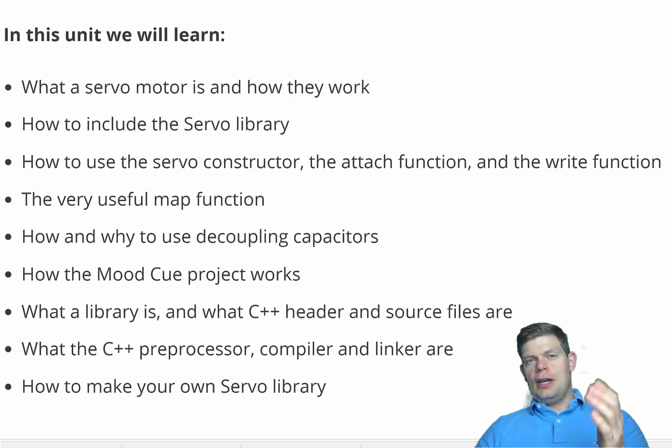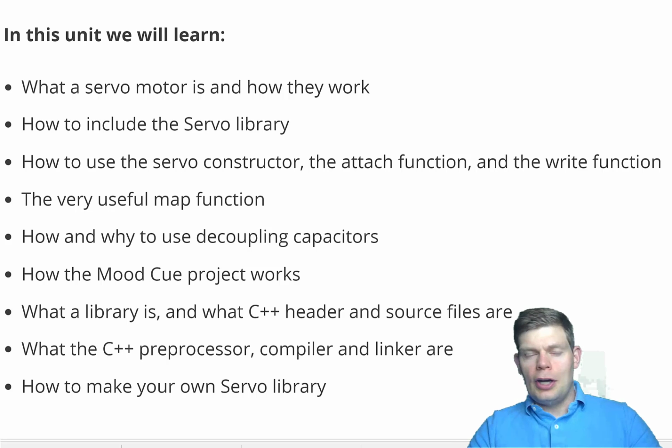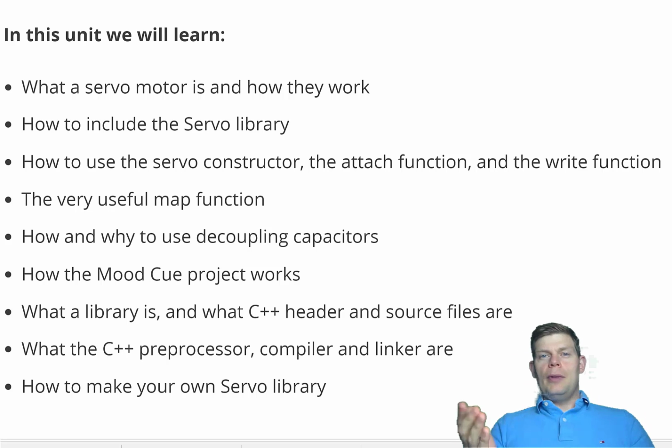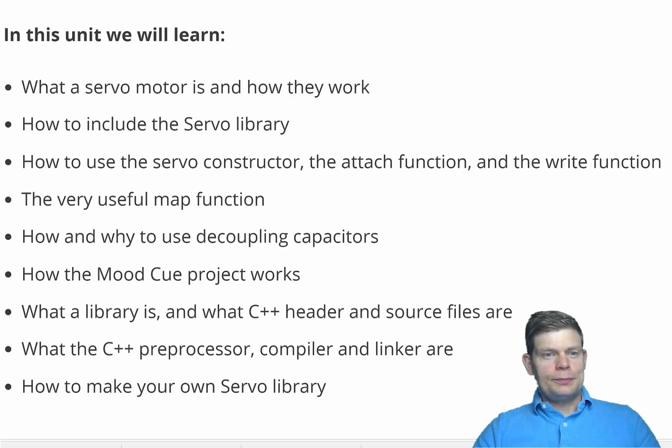We just give the name of the servo object .write and then give it an angle between 0 and 180, and it'll make the motor turn to exactly that angle.